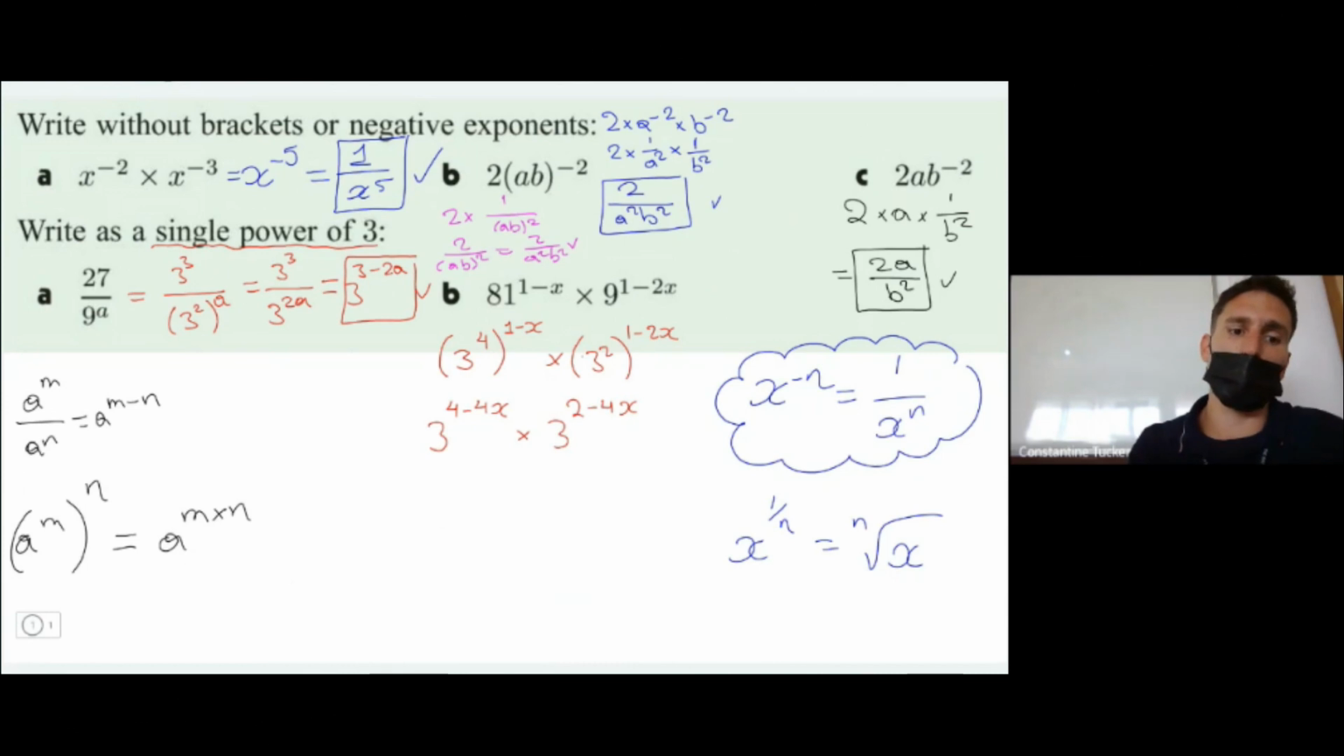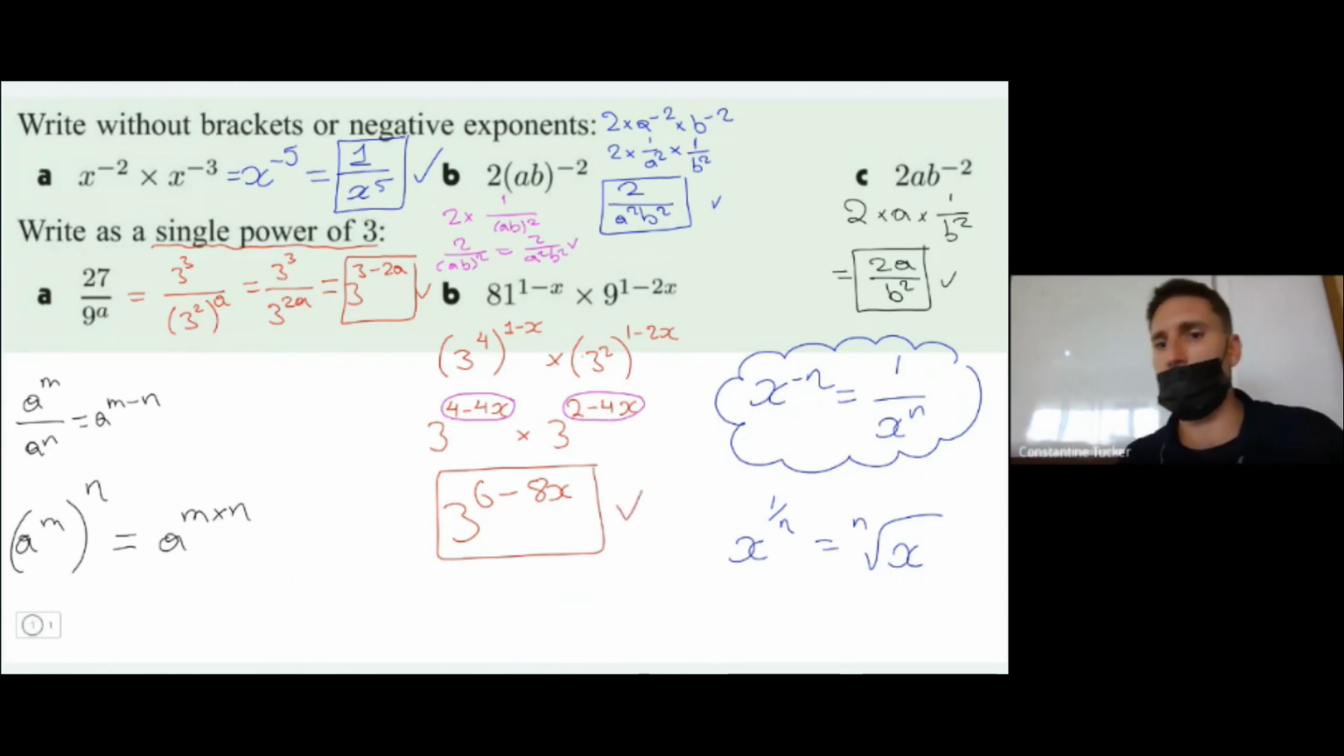And then finally, what do we do with these powers? We add them. 3 to the power of 6 minus 8x is correct. Brilliant. So that would be the final answer. That would be a single power of 3, and boom, we are done with this.